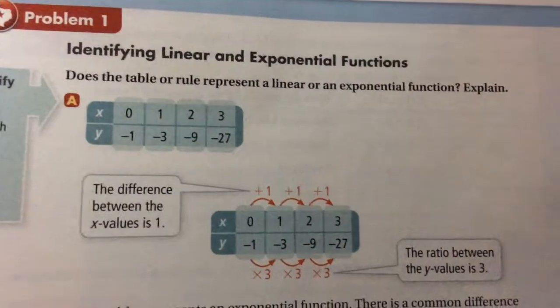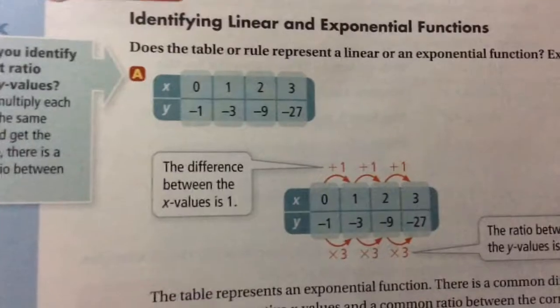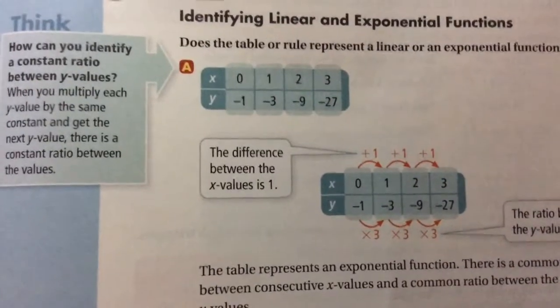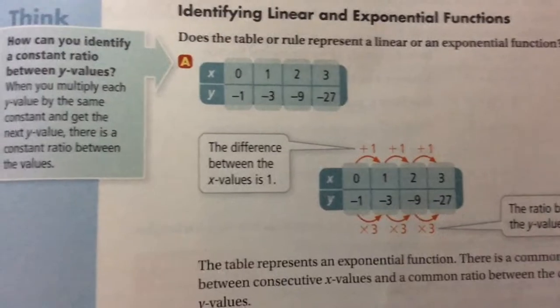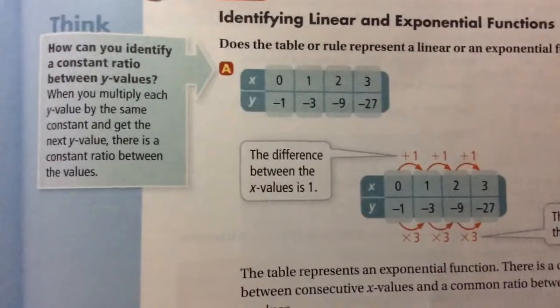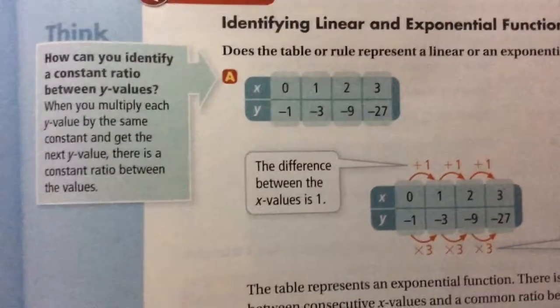So just keep that in mind as we work through this. Okay, so here is our first example with a table. It says, does a table or rule represent a linear or exponential function? Explain. Well, linear means that we're going to be growing by the same amount every single time. For instance, we're talking about slope. If we had a slope of 2 over 1, that means that every time, our y is going to increase by 2. So 2, 4, 6, 8, 10, 12, 14, 16, and so on.